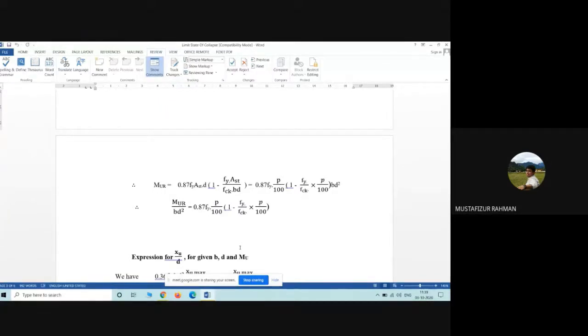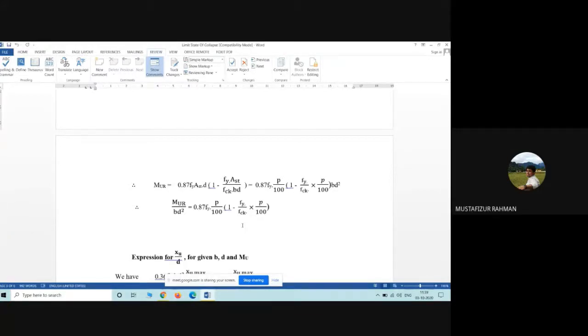See here, in this equation, if we go as a mathematician, the only known is MUR. B, the width of the beam, is unknown. D, the effective depth of the beam, is unknown. P is unknown. Fy and FCK, these two are unknown but can be known.